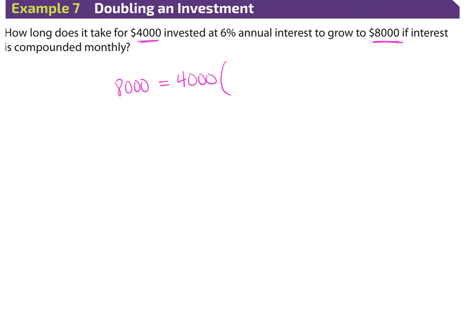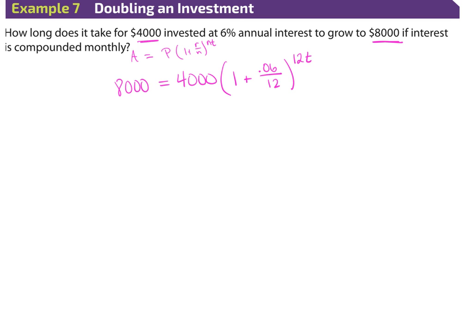My formula is: what I have in my account is what I invested, times 1 plus my rate over the number of times compounded, to the n times t, right? That's our formula. So 1 plus my rate. So my rate is 6%. I write that in decimal form. Compounded monthly means it's compounded how many times a year? 12. And then n, and then t is what we don't know.